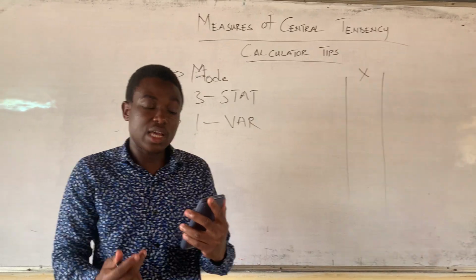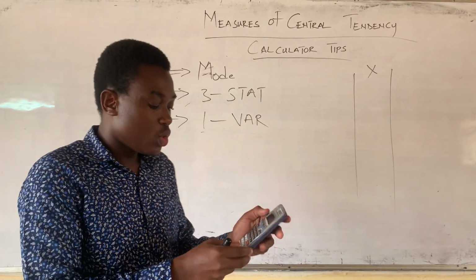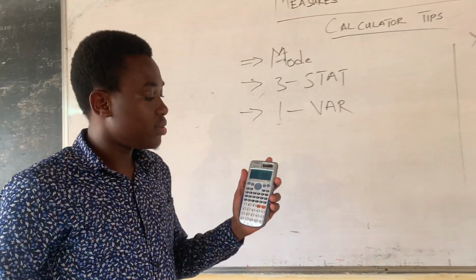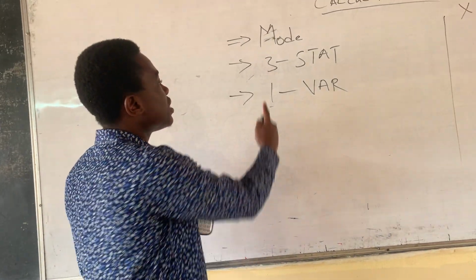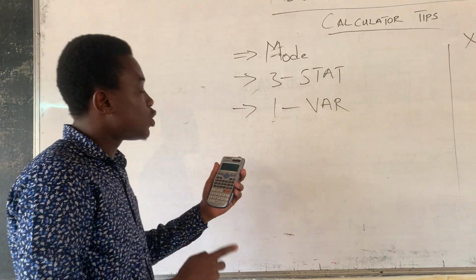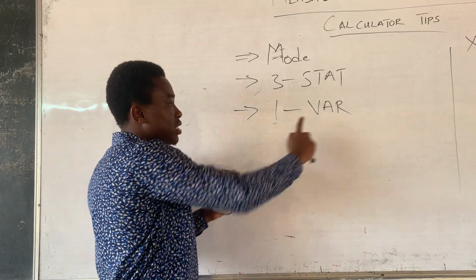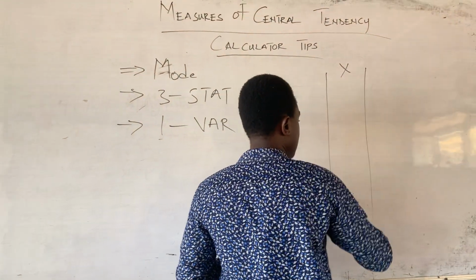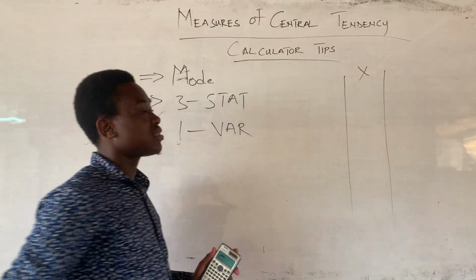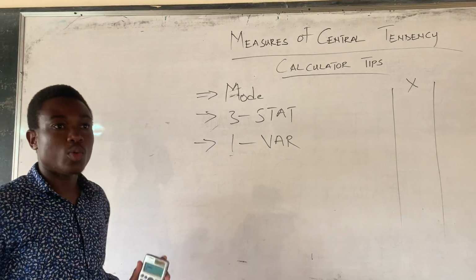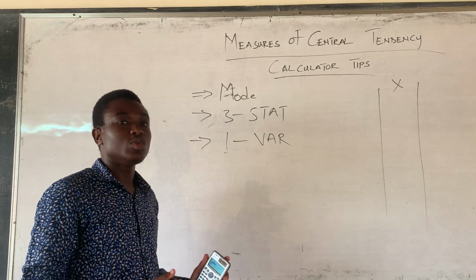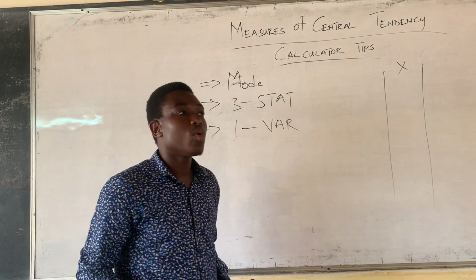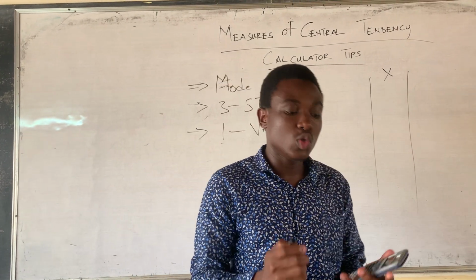Let's go back and look at the whole process again. We began by pressing mode, and then went to the third option, which is stat. Then we chose option 1, which is the 1-var. And then it gives us something like this, a column with X on top. That's what we are going to be using for our entry. To make an entry, we are going to use raw data first.